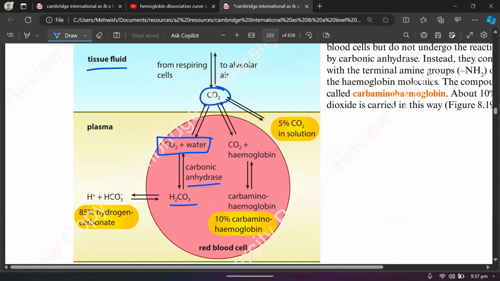Carbonic acid is formed, and then it dissociates into bicarbonates and carbamino hemoglobin. What is the function of hemoglobin here? It is just acting as a carrier of carbon dioxide, like hemoglobin binds to the oxygen and acts as the carrier of oxygen. So it is a kind of carbon dioxide carrier.